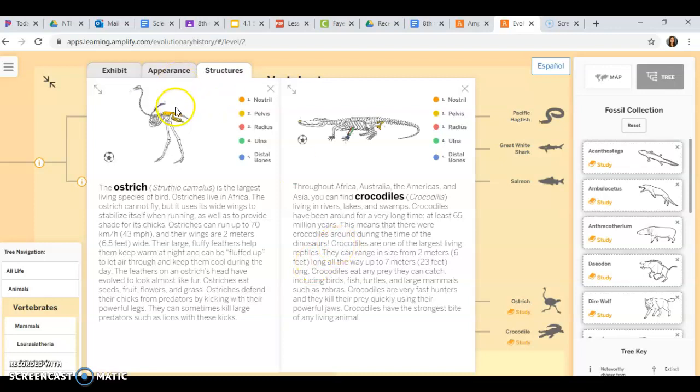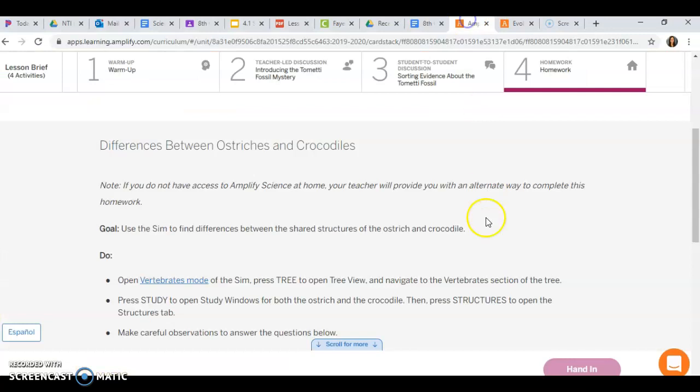So an example is, I see they both have a pelvis here and here, but I notice that those pelvises are very different from each other. This one is obviously way larger, and this one is obviously smaller. I can see some structure differences. It has these 2 little separate parts. This one doesn't. Things like that. You're going to compare the differences of at least 2 of these structures. And then you're going to make sure that you hand in.